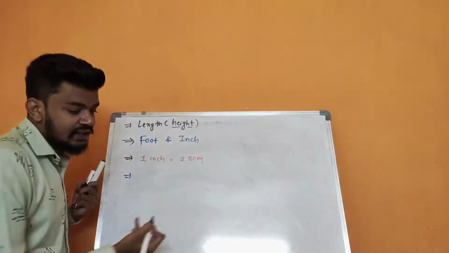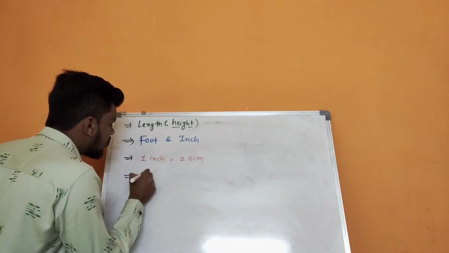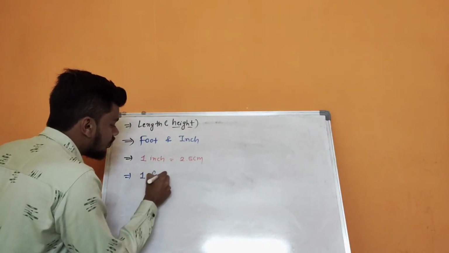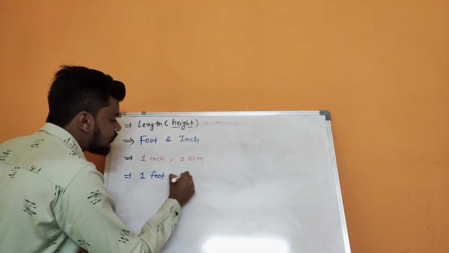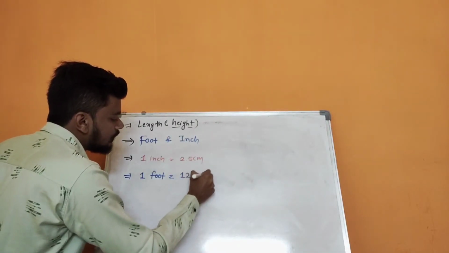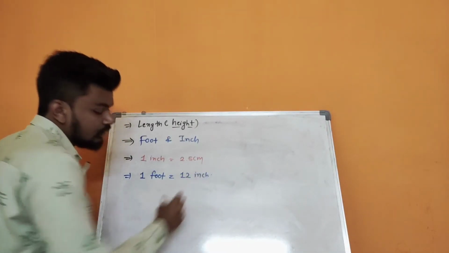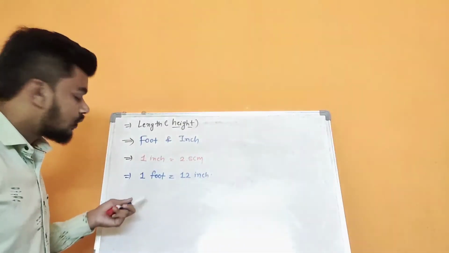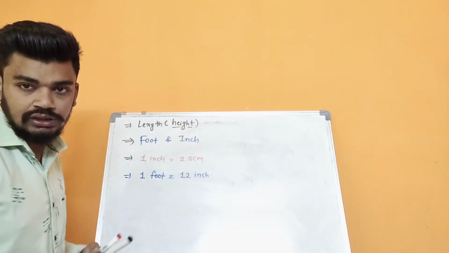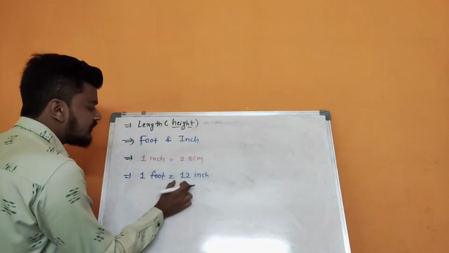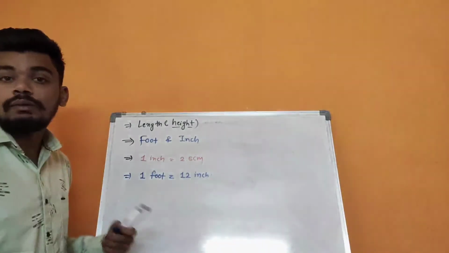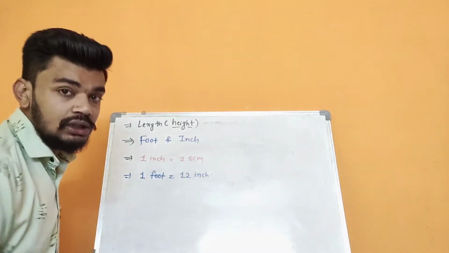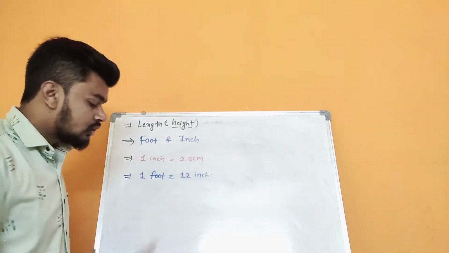So it's like 1 foot or 1 feet. 1 foot is equal to 12 inches, right? 1 foot is equal to 12 inches. So as per that, if we find how many centimeters 1 foot is, we'll get the exact value.